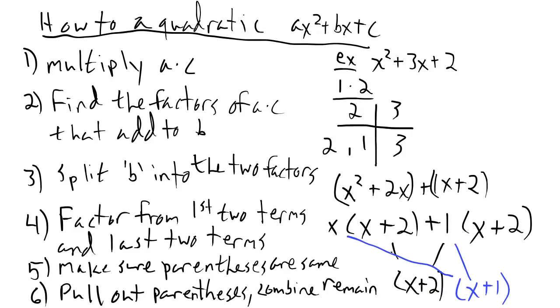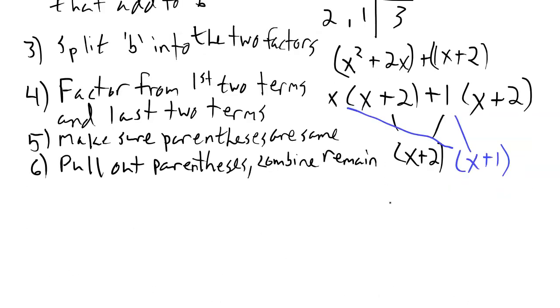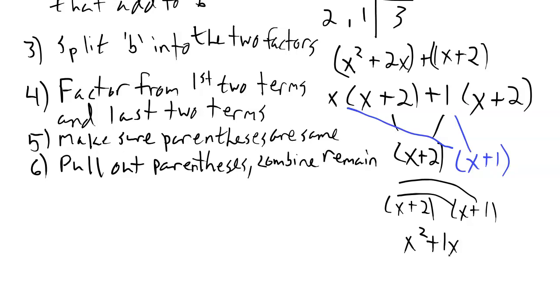What do we do to check our answer? Well, we can FOIL these back in. Make sure that this comes out to be the same thing. So let's do that quickly. If we do that, we get x plus 2 times x plus 1. That term is x squared plus 1x plus 2x plus 2. So that is all good. That is the correct answer. That is x squared plus 3x plus 2.